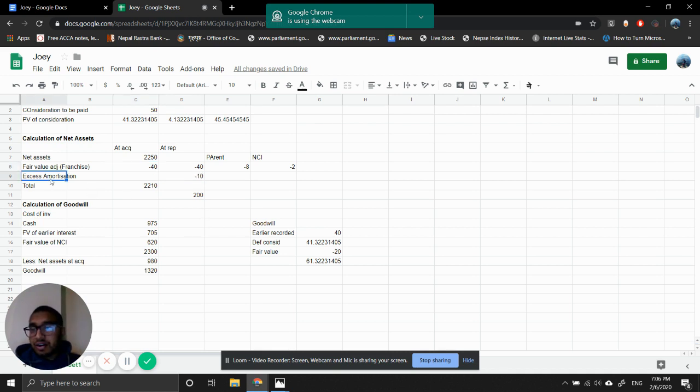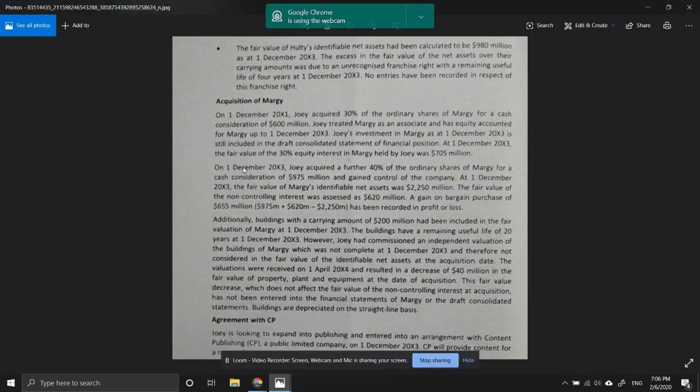Okay, so what has been the excess depreciation, understated depreciation? So what has basically happened is that it was 200, right? Should have been 160. So remaining useful life at that period. So 1st December, right? So 1st December, okay.